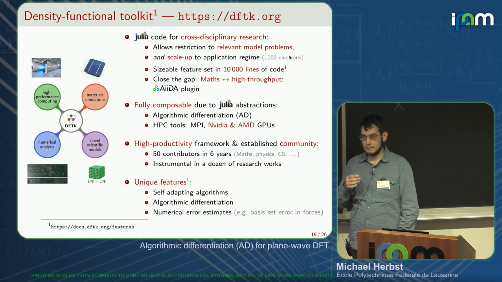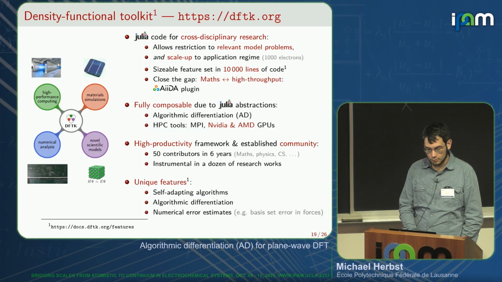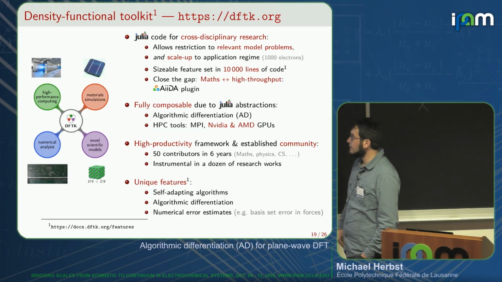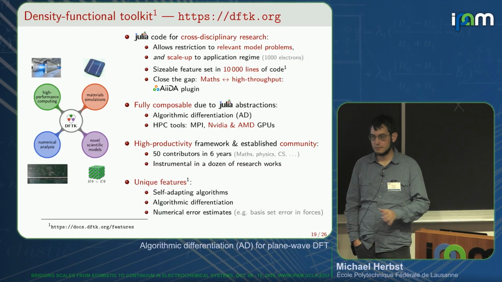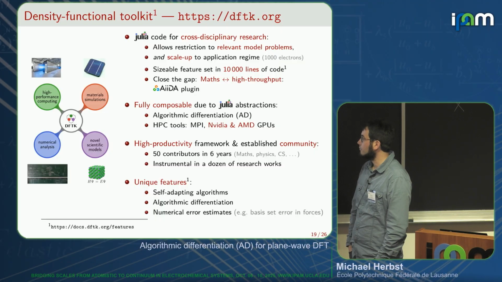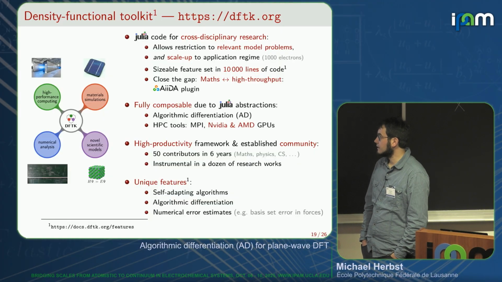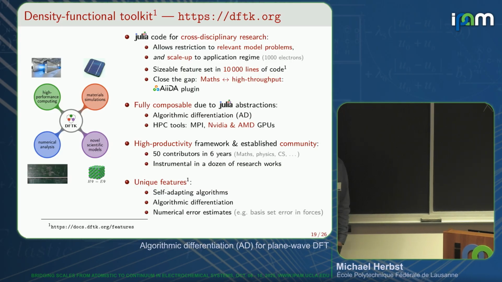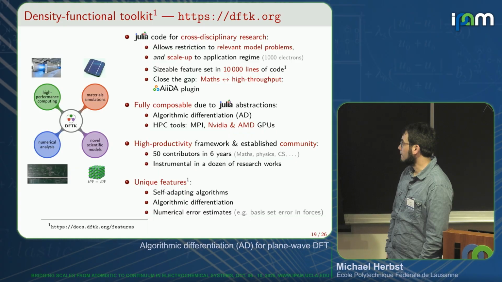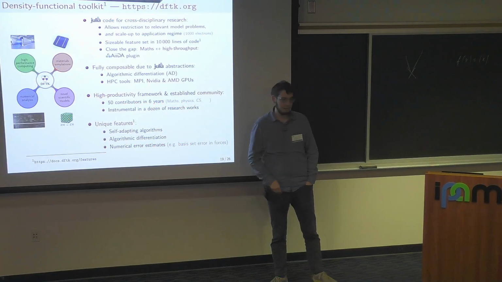Let me now talk a little about the density functional toolkit that we have developed. It's a Julia code that has come from mathematical research, which means in particular that it's possible to do all kinds of arbitrary models. In one dimension, you come up with some analytical things, no problem. But at the same time, we can treat 1,000 electrons, and we can use GPUs, not just NVIDIA but also AMD, MPI, and of course algorithmic differentiation. The whole code is about 10,000 lines.